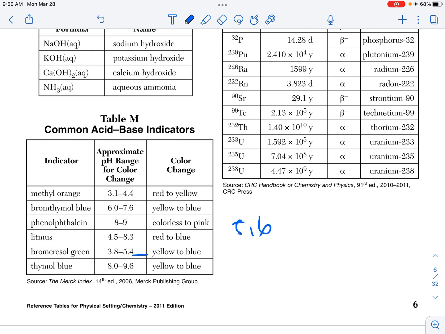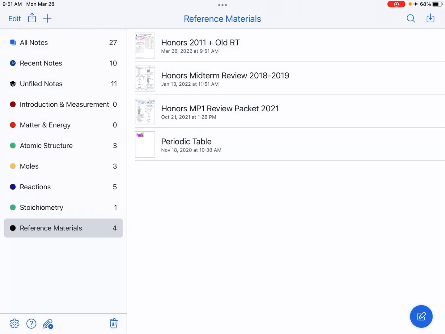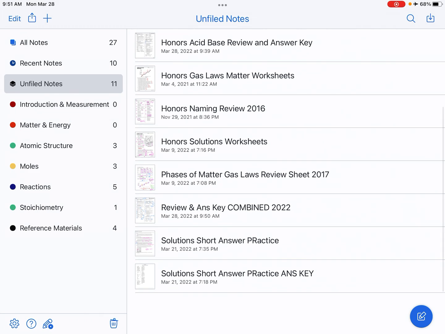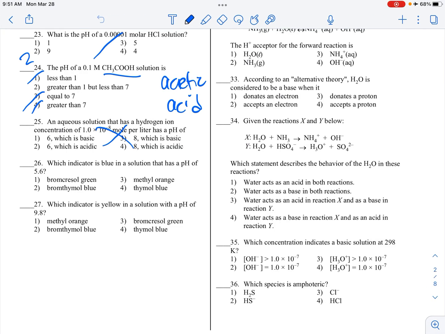So 5.6 is on this side, so it's blue. Brome thymol blue 5.6 is this way, so it's yellow. Methyl orange 5.6 is this side, so it's yellow. And thymol blue 5.6 is this side, so it's yellow. So the one that is blue is brome cresol green, choice 1. Let's go back to where it was. Here we go. Brome cresol green.